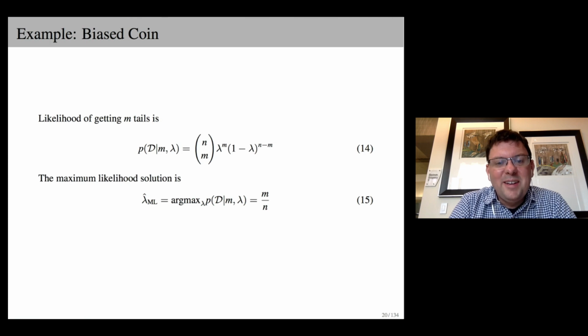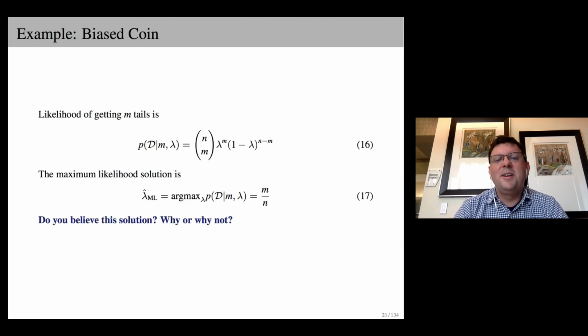You could try taking logs of this expression, then derivatives with respect to lambda, setting those derivatives equal to 0, and so on. And we'll get the solution that the maximum likelihood setting of lambda is m over n, where we have m tails and n total flips, which in a sense is kind of intuitive, but on the other hand is kind of problematic. Why do you think this estimate might be problematic?